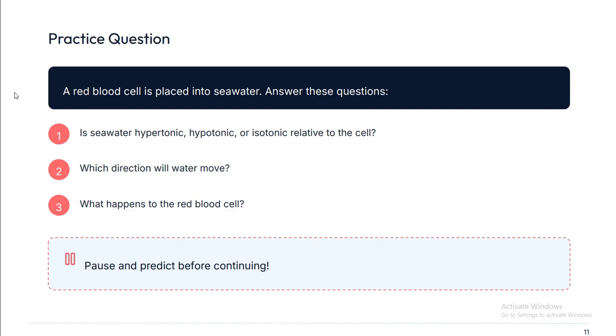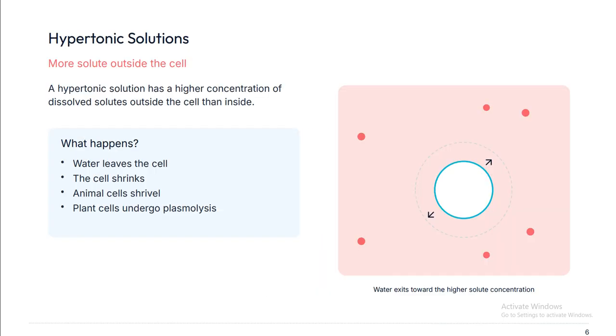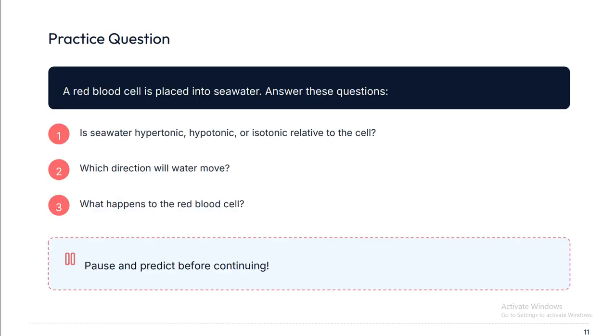Okay, so the answer to number 1, is seawater hypertonic, hypotonic, or isotonic? It is hypertonic due to the salt water on the outside. So pretend this is the salt, and that's the red blood cell. So it is hypertonic. And what direction will water move? So always remember, it will move from high to low.